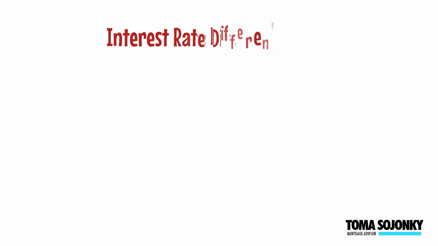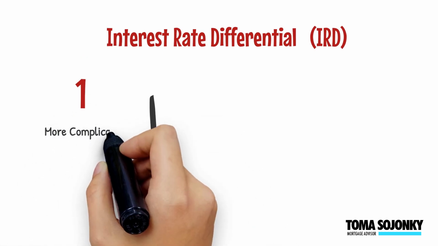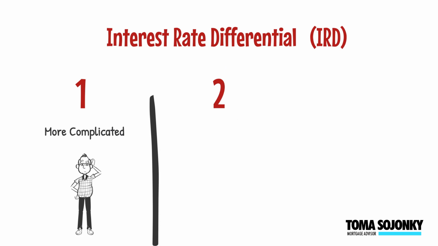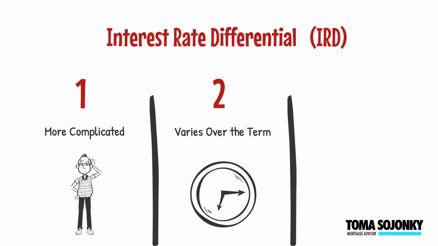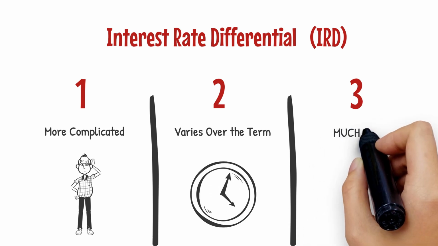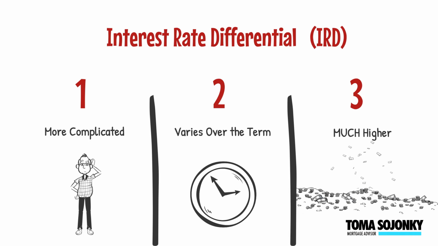So there's 3 things to take away from the IRD calculation. Number 1, they're way more complicated. Number 2, an IRD penalty can be a different amount at different times during your 5-year term, so you may never be able to accurately forecast your penalty in the future. And number 3, obviously, is that an IRD can be a much higher penalty than 3 months interest and catch you way off guard.